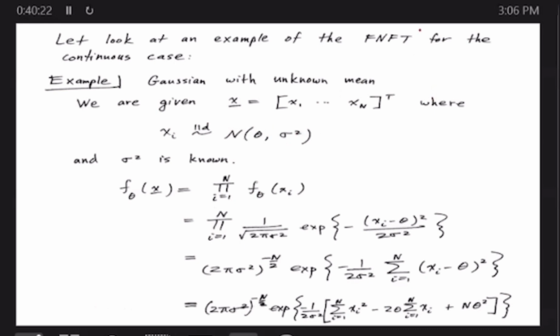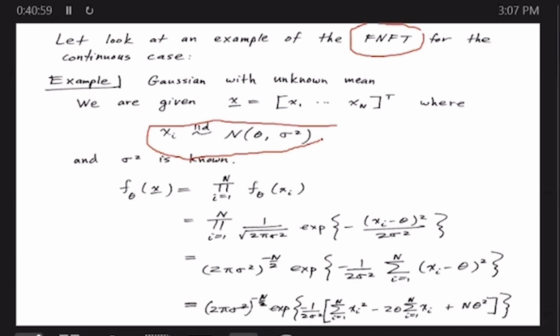When you see this, FNFT, I mean Fisher-Neyman factorization theorem. Does that make sense? Now we have a normal distribution. But let me tell you this: sigma square is known, but the mean is unknown. That is why we say theta in the position of the mean. At times, the mean could be known and the variance unknown. But in this question, the mean is a parameter theta that is unknown, and sigma square is already known.